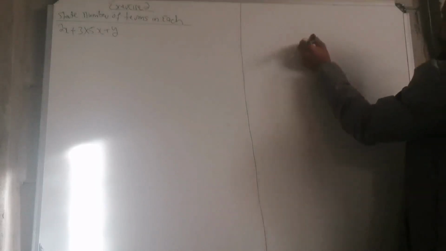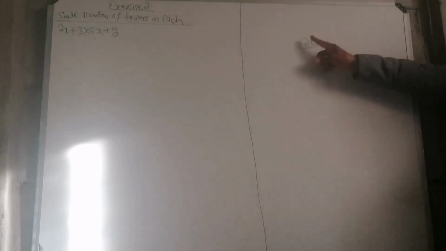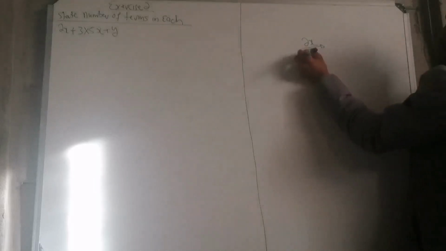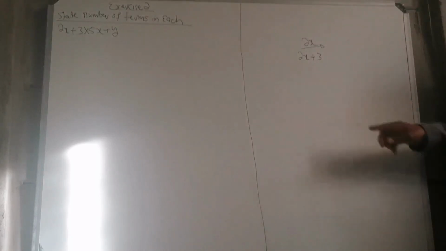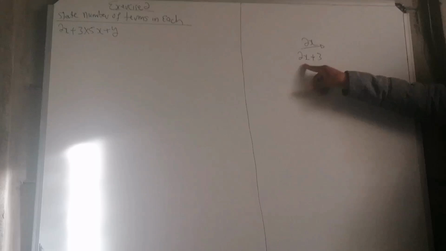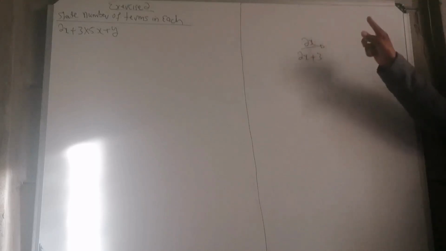Now, remember you can have something like 2x. This is just a single term, even though there's multiplication of 2 being multiplied by x, but we regard this as a single term. And then maybe if you have 2x plus 3, you will have 2 terms. Why? Because you cannot add 3 to 2x. They are not like terms. So these are 2 terms and this is 1 term.